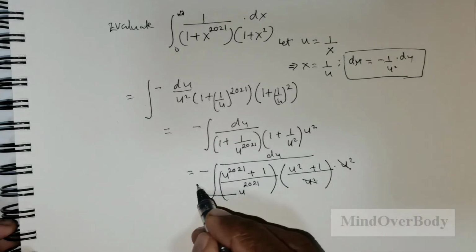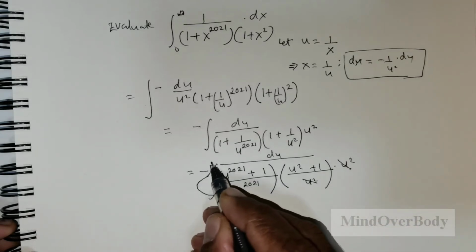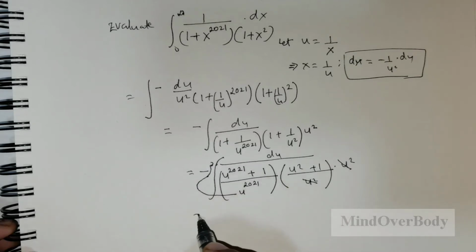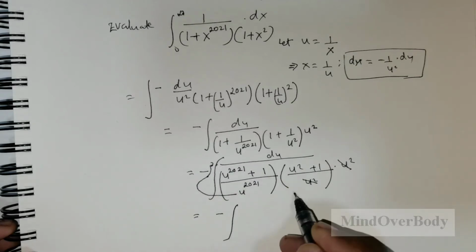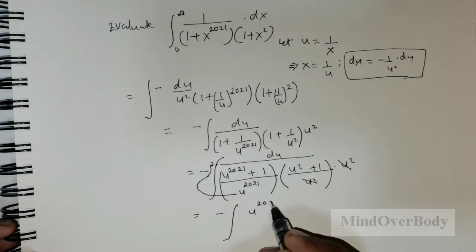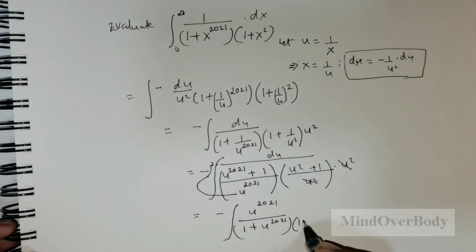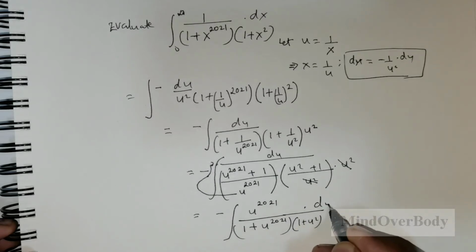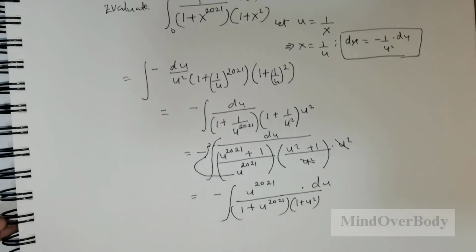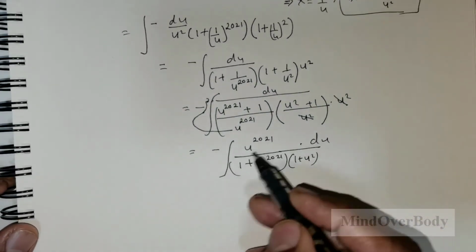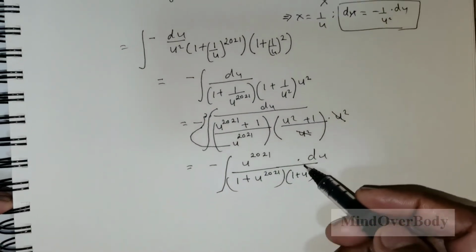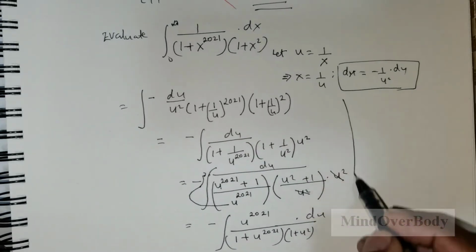Now this can be flipped and taken to the numerator, and when I do that, I would have negative u^2021 divided by, I'm rewriting it as, (1 + u^2021) times (1 + u^2). Of course, I need to place du in the numerator. So I've got something like this. Now I have not touched anything with the limits. Now let us change the limits.